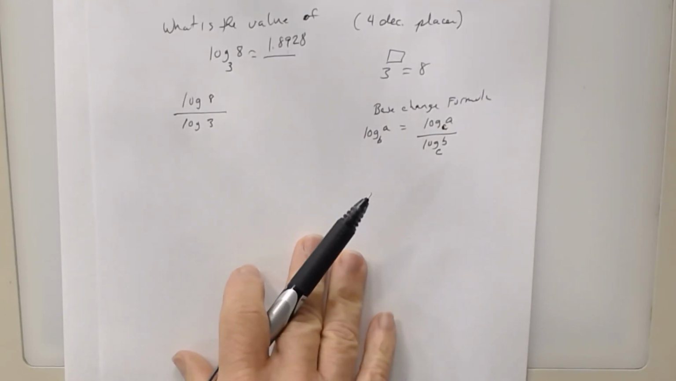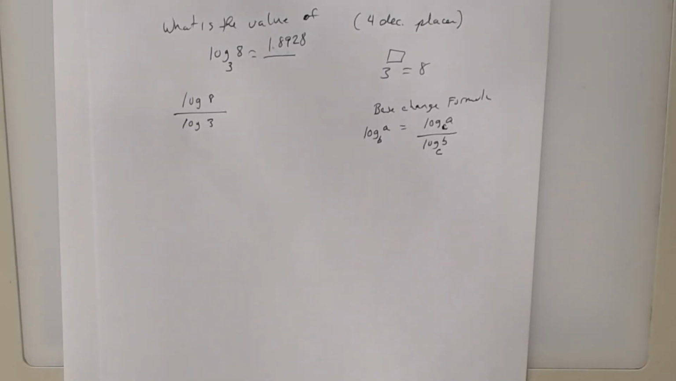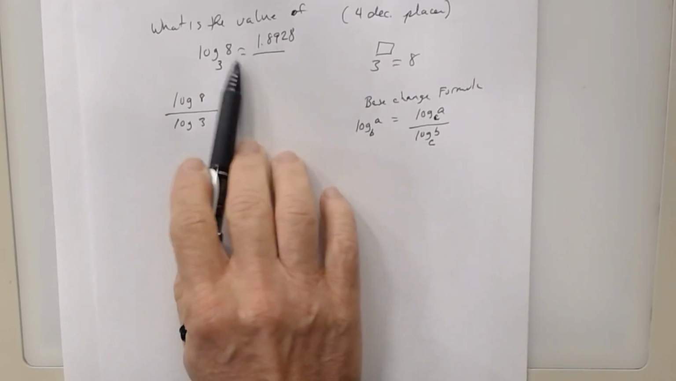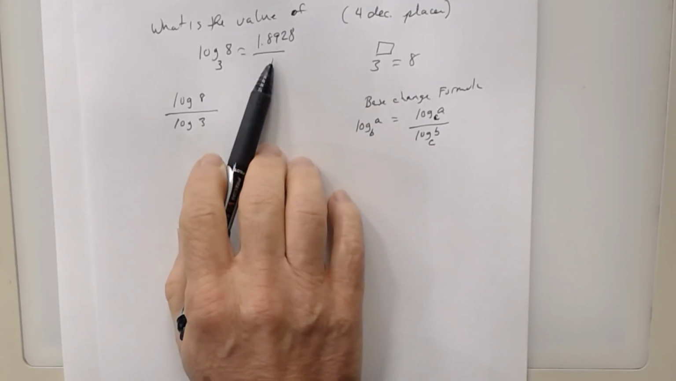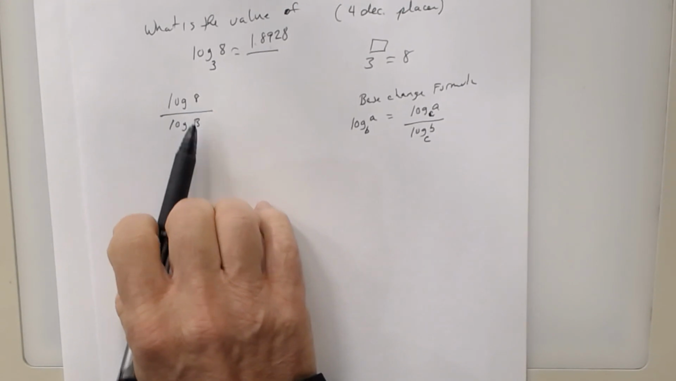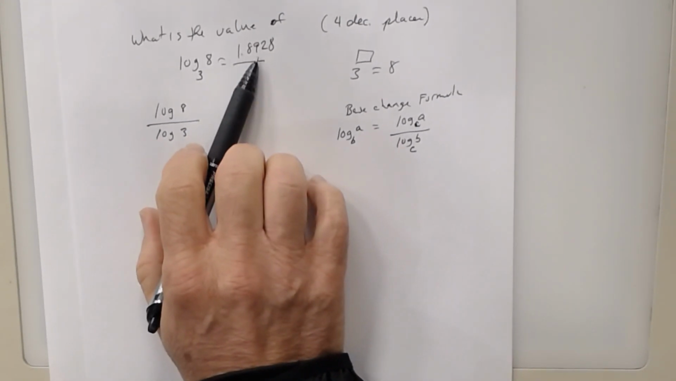All right, let's use the natural log. Now I'm going to ask you this: if I change the base to base e, what's this answer going to be? Will it be different? Will it be the same? No, don't do what you said. Answer the question. If I change the base to base e instead of base 10, will this be the same thing?